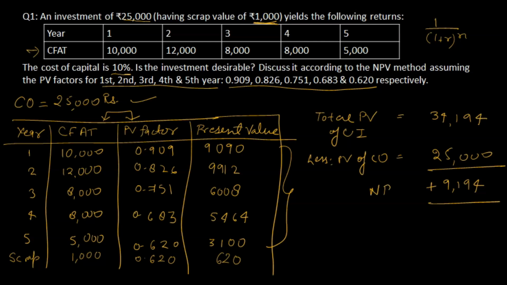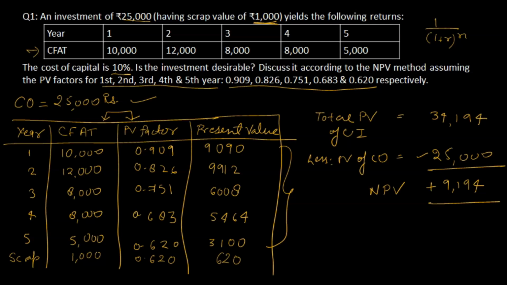This is NPV. So only this much is there in the question. For the outflow you don't need to calculate anything, you can keep that same amount. For inflows you need to find out the present value with the help of PV factors, then add all the present values and find the difference. If NPV is positive, then you can invest in this project. If NPV is negative, you should not invest. I hope it is clear.